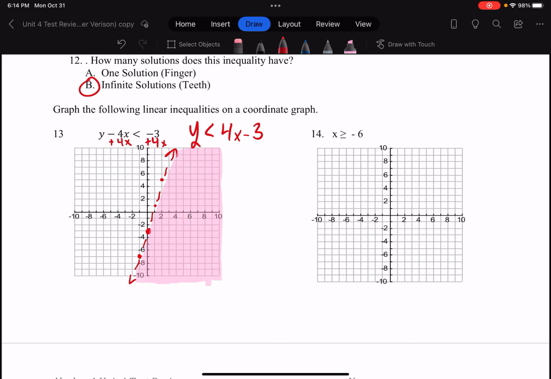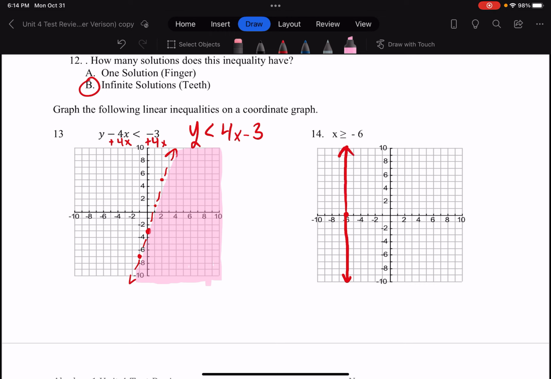Our next linear inequality is x is greater than or equal to negative 6. Well, I know x is negative 6, 6 spaces to the left. But this is true for every y value, which makes this a vertical line. Because it's greater than or equal to, this is a solid line.